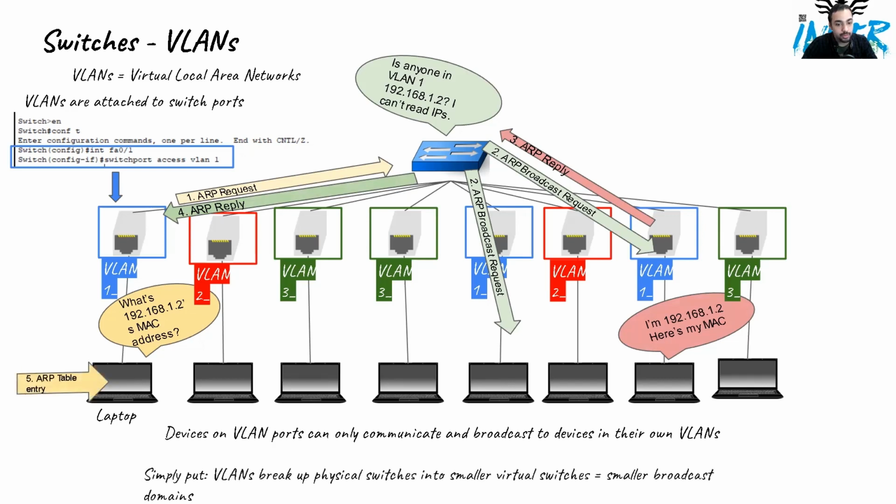So simply put, VLANs break up physical switches into smaller virtual switches, which means smaller broadcast domains. Notice for VLAN 1, the broadcast only went out to other switch ports instead of going out to everybody, which would have been the case if there were no VLANs assigned.